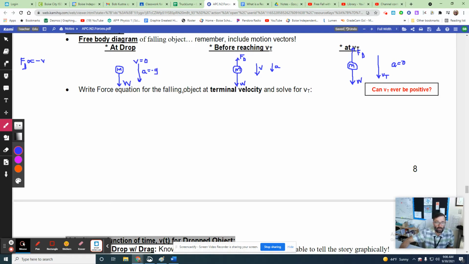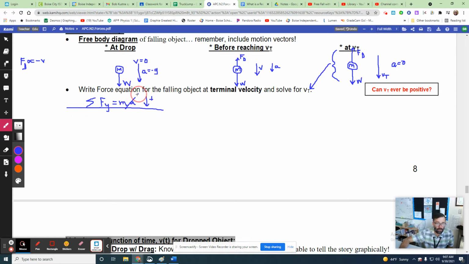Okay, so write a force equation for the falling object at terminal velocity and solve for the terminal velocity. Okay, so we're going to use this as our guide. So use this as our map, how to build this equation. So I'm going to say sum of forces in the vertical direction is equal to ma. And maybe we'll say down is the positive direction. That'd be fine.